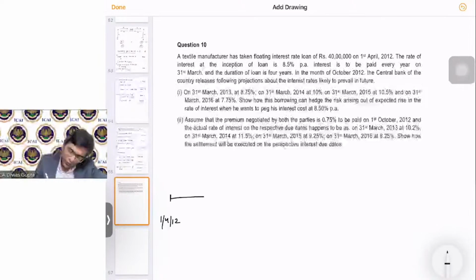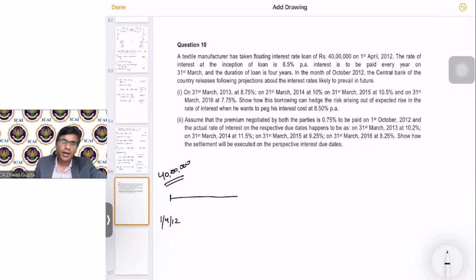1st April 2012, the loan amount is 40 lakhs. The rate of interest at the inception of loan is 8.5% per annum. And please don't forget, students, this is a floating interest rate loan. And that is why there is a need of interest rate risk management. If the loan itself is taken at a fixed rate, then there is no need of interest rate risk management. The rate of interest at the inception of loan is 8.5% per annum.